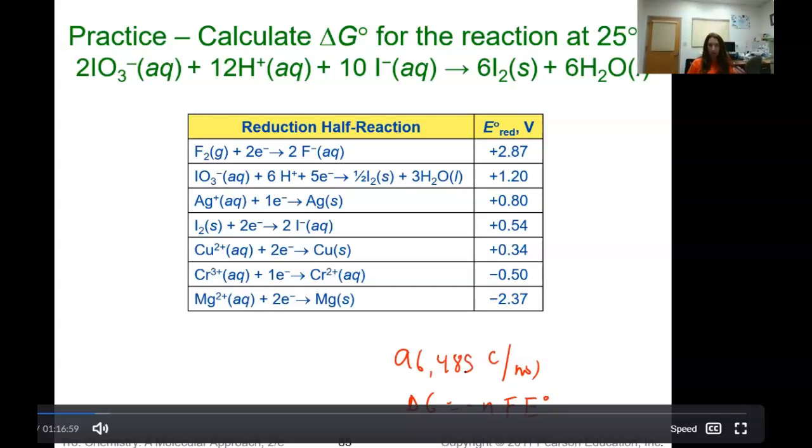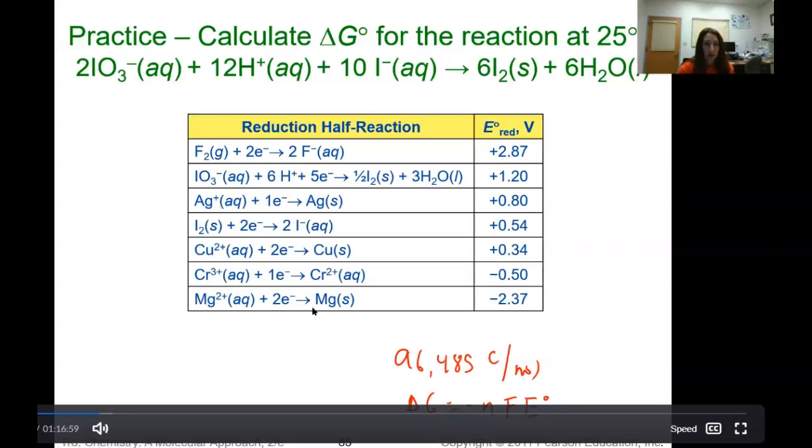So the first thing you need to do is figure out which 2 potentials you're going to use, and then make sure the signs of the potentials are correct, right? Rearrange them. Then you need to figure out how many moles of electrons, how many electrons you have to cross off, and then you just plug it in. All right, so try this one, and then we're going to do it together.